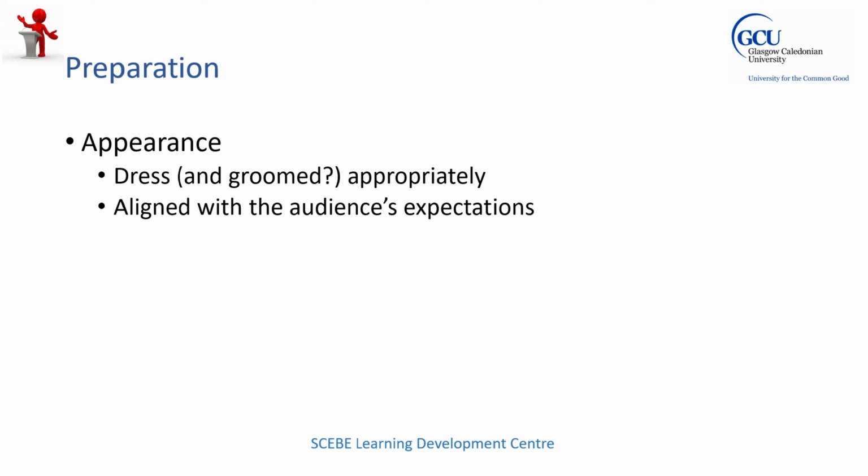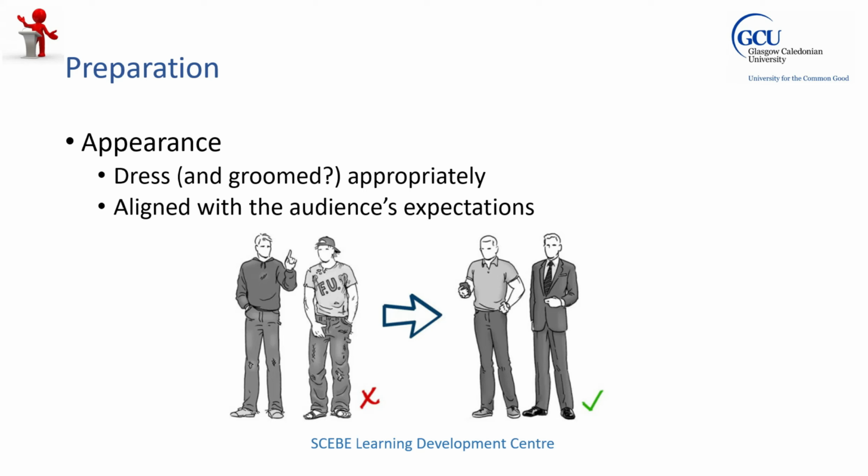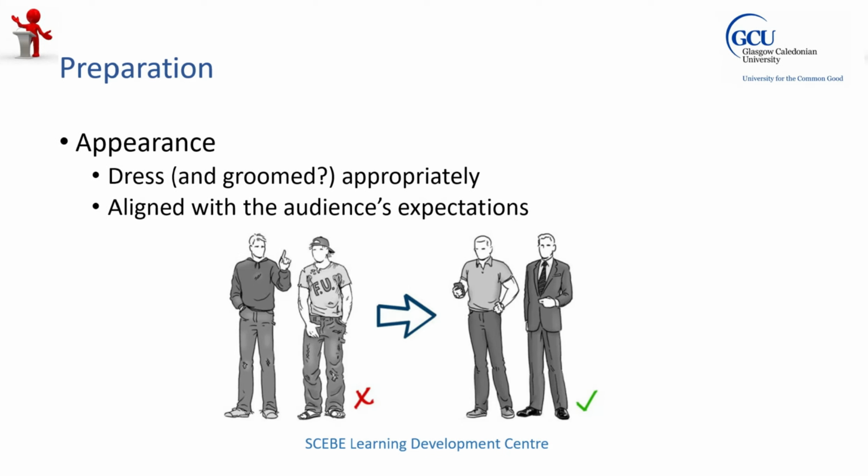More practical stuff. Appearance. How are you going to be dressed? Dressed and groomed appropriately? Is it going to be aligned with the audience expectations? Here's a wee graphic, so one's on the left quite casual, almost scruffy. One's on the right a bit more formal looking. As a general rule of thumb, you probably want to lean to at least smart but casual at the absolute least, so you're presentable, and that then helps the audience expectations they expect of you.